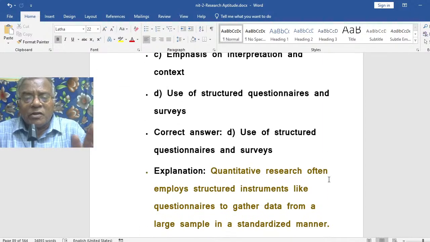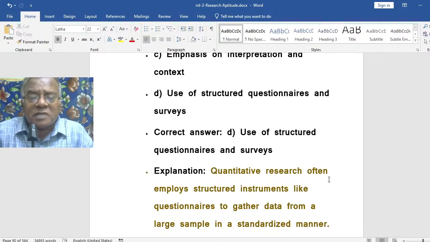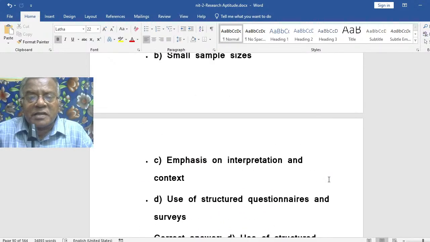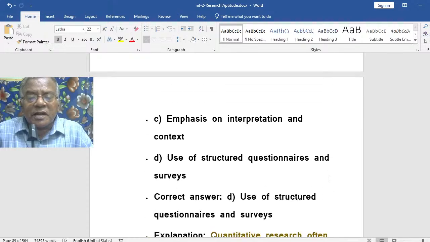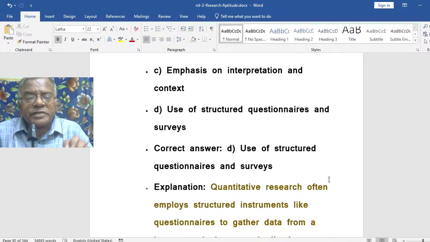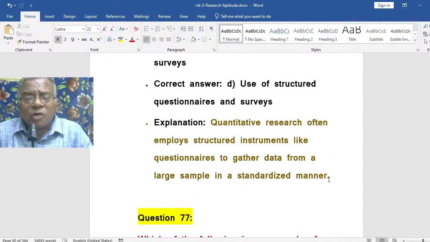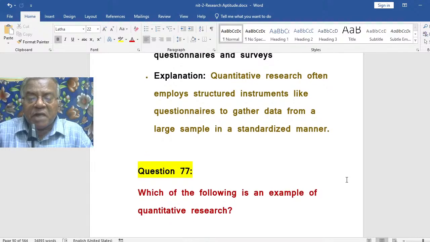So D, use of structured questionnaires and surveys. That is the characteristic of quantitative research, that is, use of structured questionnaires and surveys. Quantitative research often employs structured instruments like questionnaires to gather data from a large sample in a standardized manner.